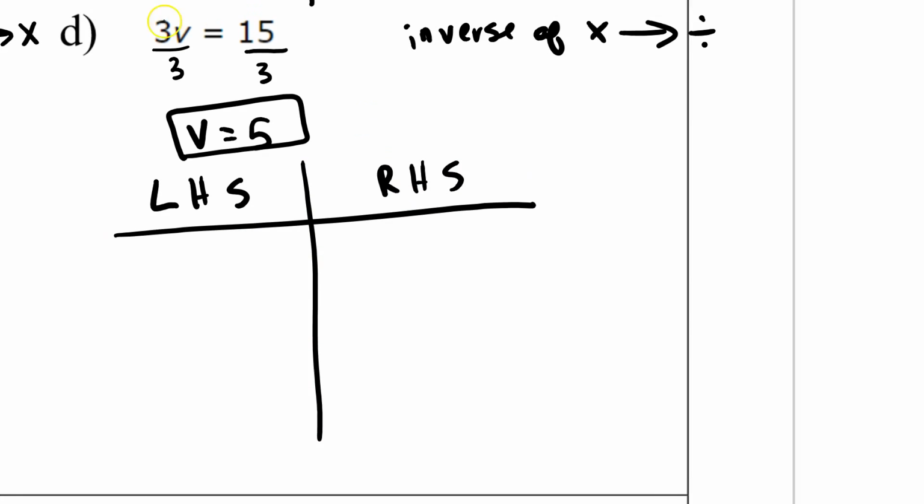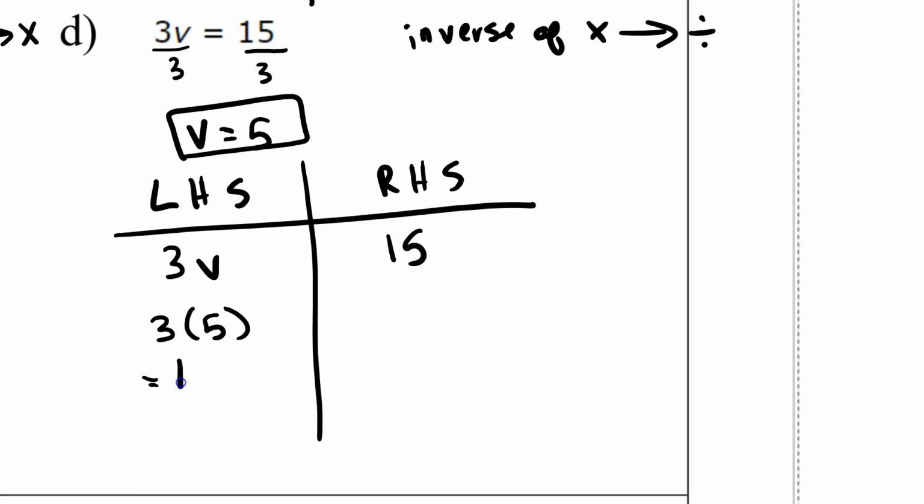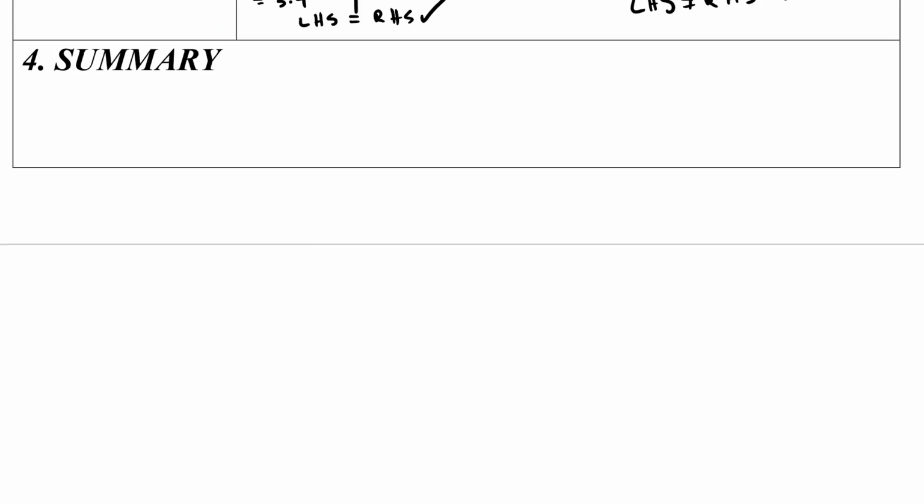The left-hand side of the original equation is 3v, and the right-hand side of the original equation is 15. Don't have to do anything to the right-hand side because it's simply a value, but I have a variable here that I need to substitute for. V equals 5. So I'm going to say 3 times 5. I don't need a calculator for that. 3 times 5, that's just my times tables, is 15. 15 equals 15. Left-hand side equals right-hand side. And we're verified.